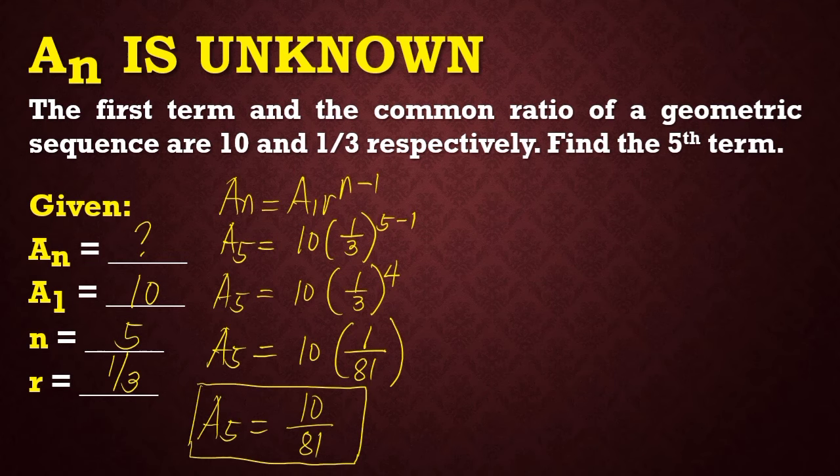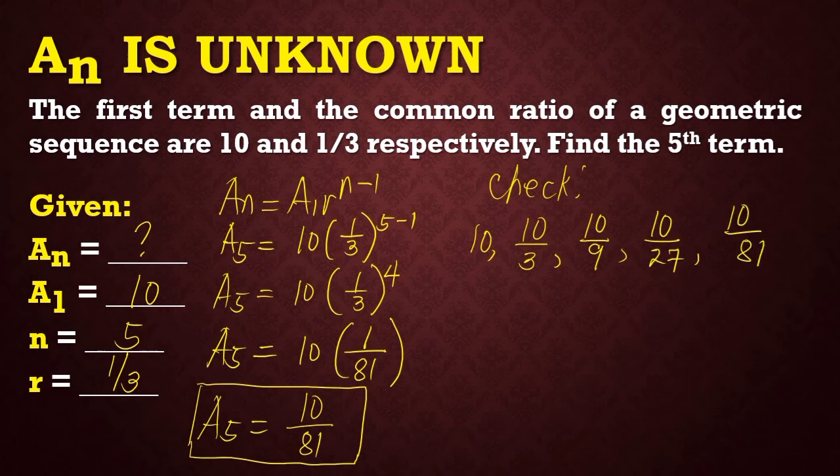To check, okay, so dahil 5 terms lang naman ito, pwede nating malista yung mga terms. So, yung first term natin, 10, mag-multiply tayo ng 1/3 ang makukuha, 10 over 3. Another 1/3, 10 over 9. And then, 10 over 27. And then finally, 10 over 81. As you can see, kitang-kita na yung 10 over 81, fifth term siya ng given sequence. So, let's have the next problem.